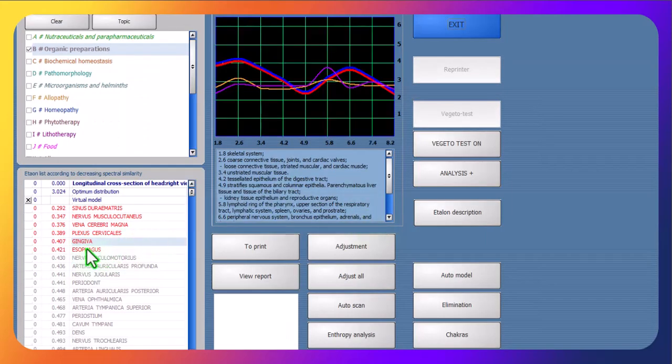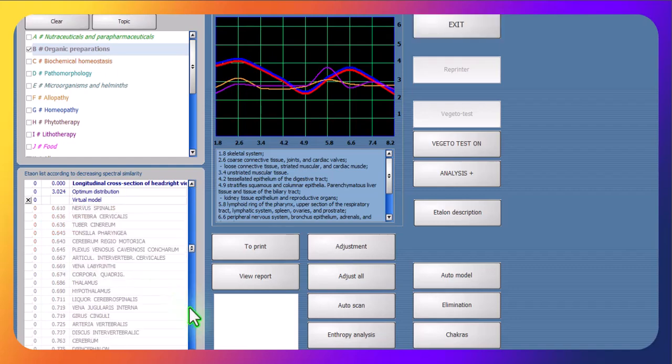And what does organic preparations show us? That our goal, for example, in relation to the brain, is to achieve after several therapy sessions that the patient's blue and red lines are together, decreasing entropy.